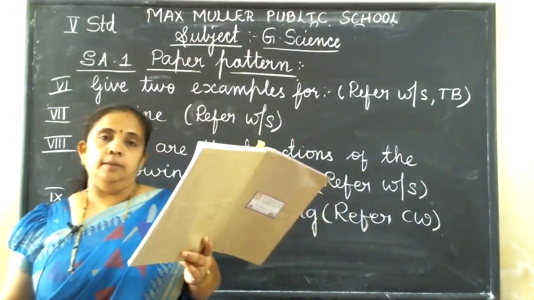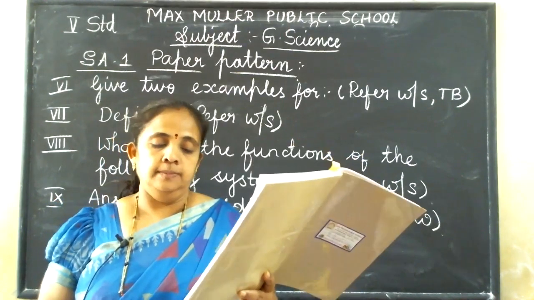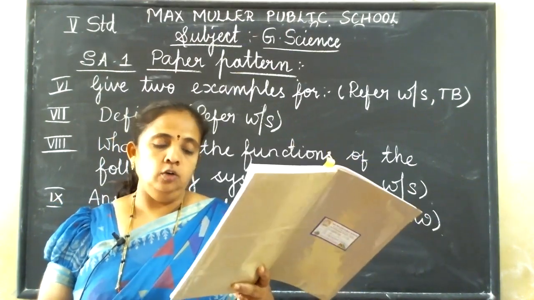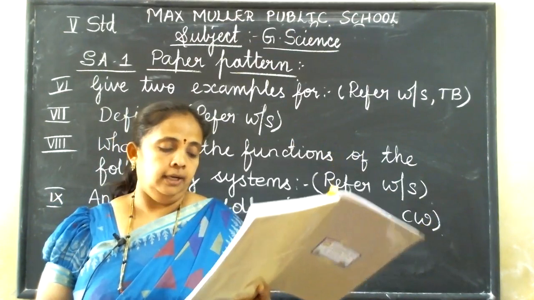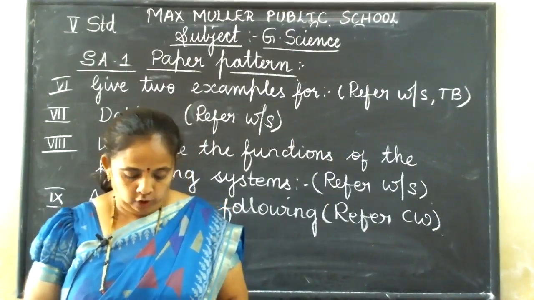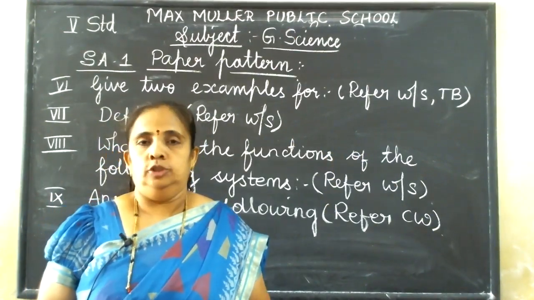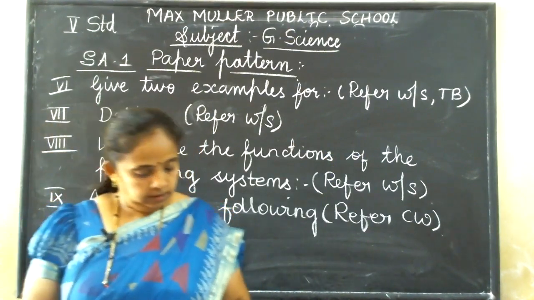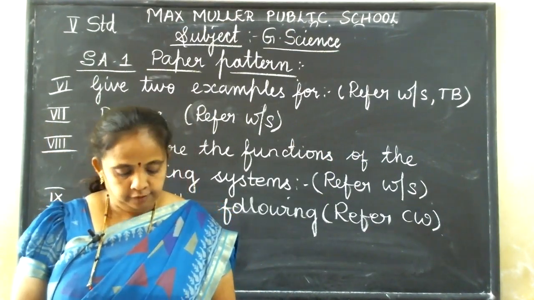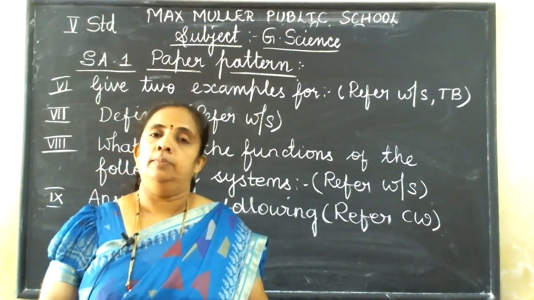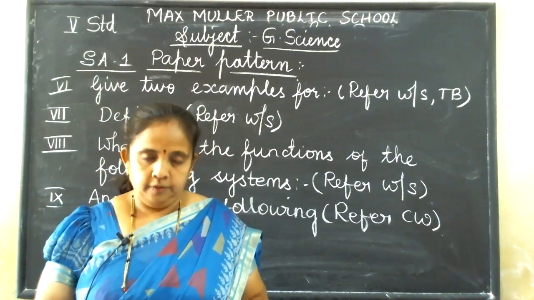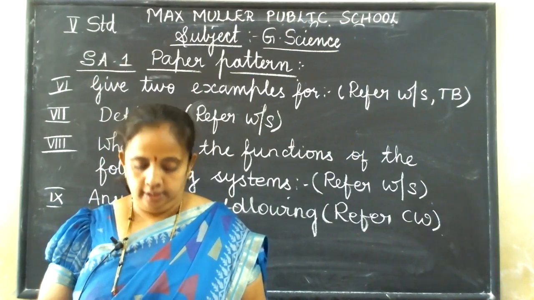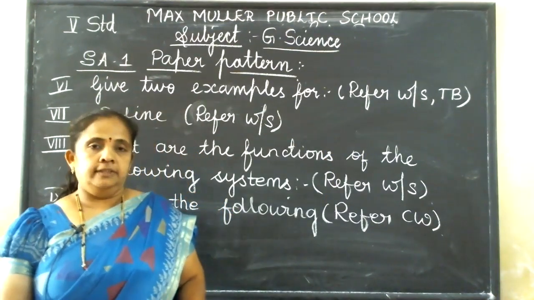How does the cerebrum help us? The cerebrum helps us to think, reason out, learn, remember, and take decisions. It also controls our emotions. Next, the first one: name the organs that form the nervous system. The brain, the spinal cord, and the nerves form the nervous system.